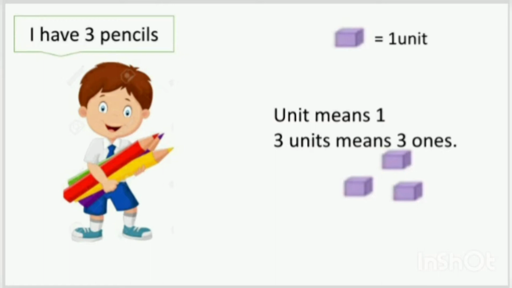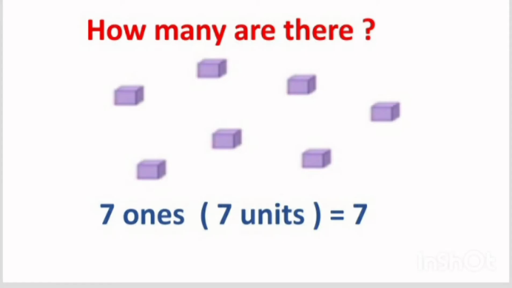One cube, that is, I have used to represent 1 unit. Unit means 1. That is 3 units. It means 3 ones. Now let's count how many cubes are here. You can see 7 cubes. It means 7 ones. You can also say as 7 units. That is equal to 7.